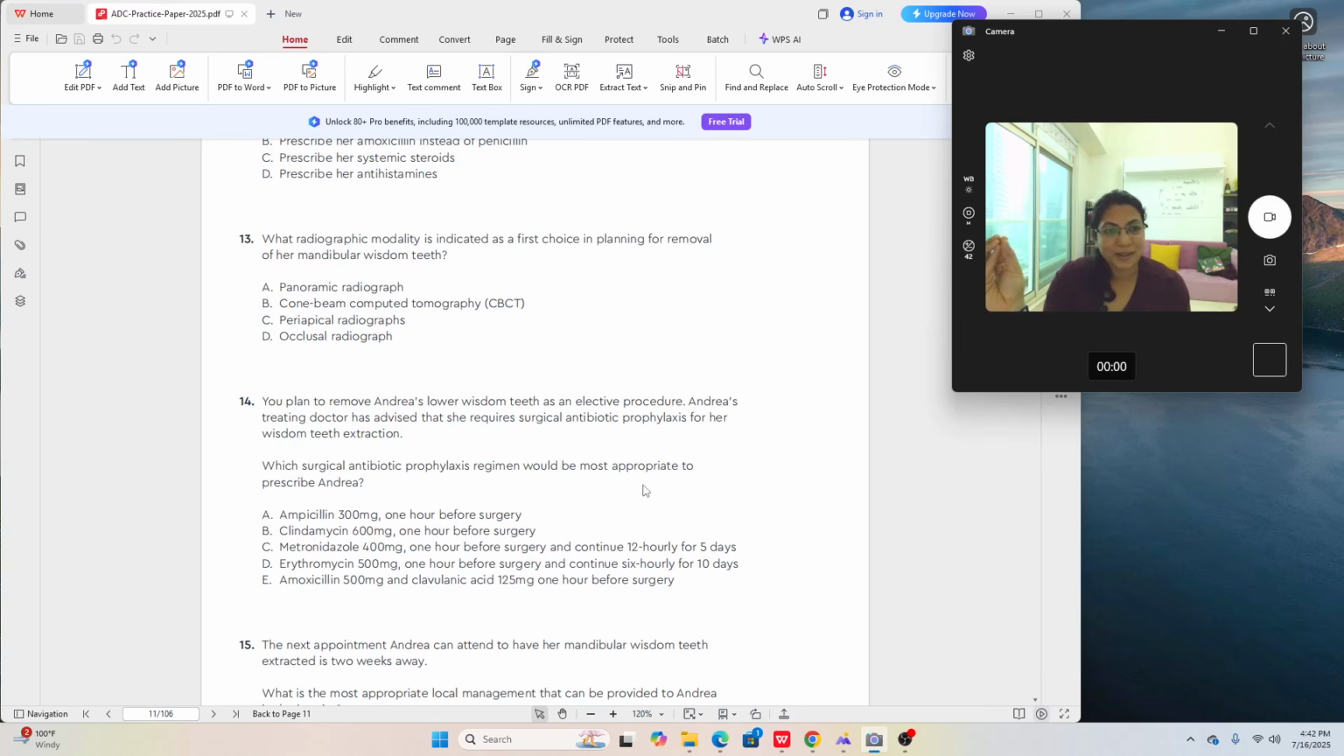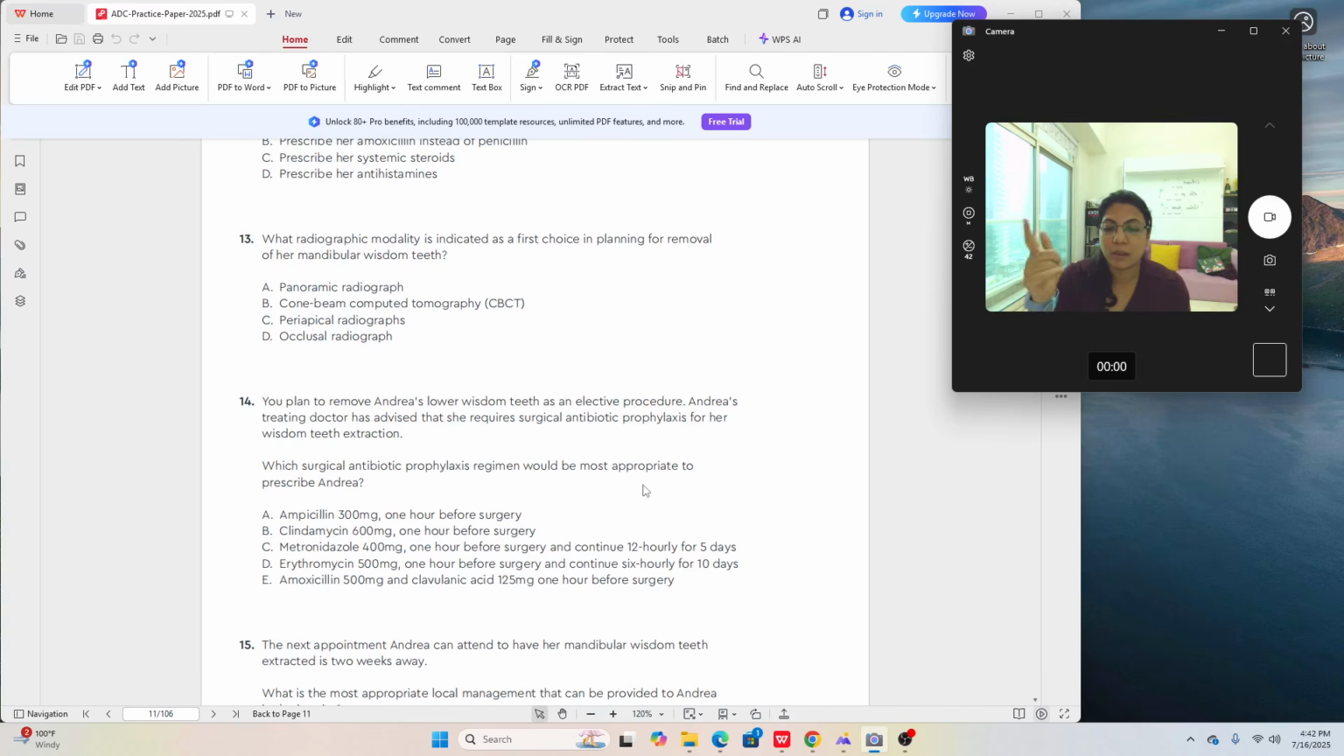So now let's go back to the question. Which surgical antibiotic prophylaxis regimen would be most appropriate to prescribe for Andrea? Prophylaxis. I'm looking for an option which just mentions 1 dose or 2 doses. Understood? Ampicillin 300 milligram 1 hour before surgery. Wait, don't jump. Isn't the patient allergic to penicillin? Am I going to choose ampicillin?